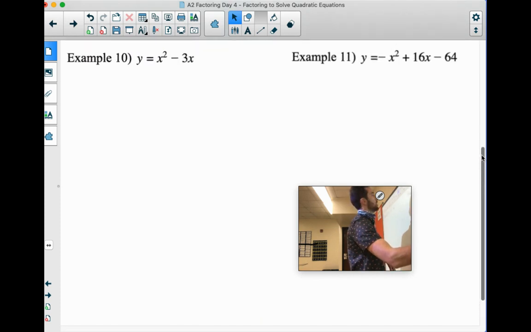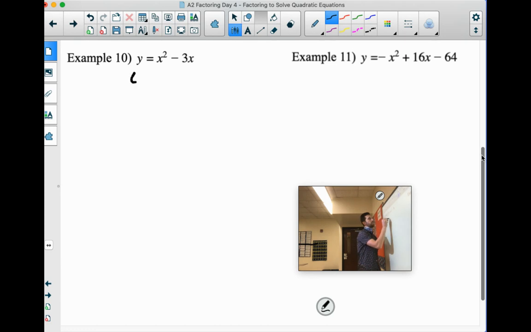Just too much. Okay. X squared minus 3x equals 0. Do they have a common factor? Yup. They both have an x. X times x is x squared, and x times negative 3 is negative 3x.